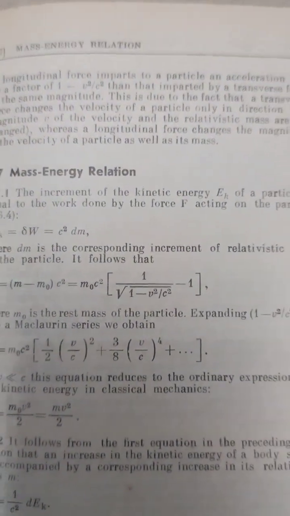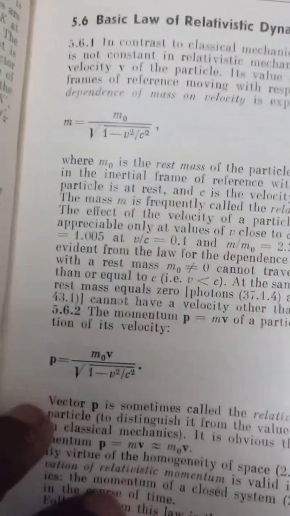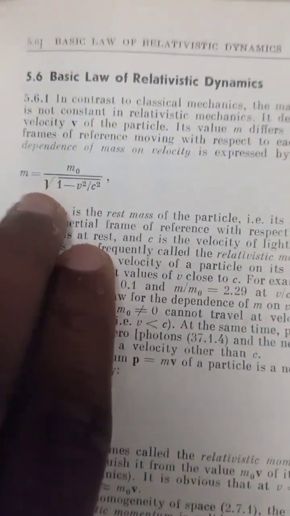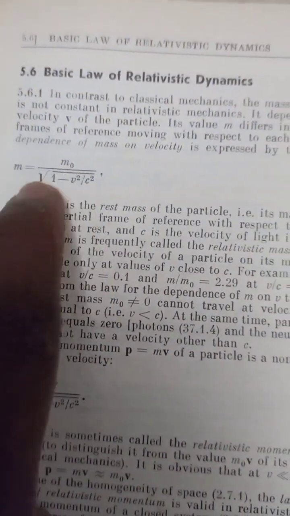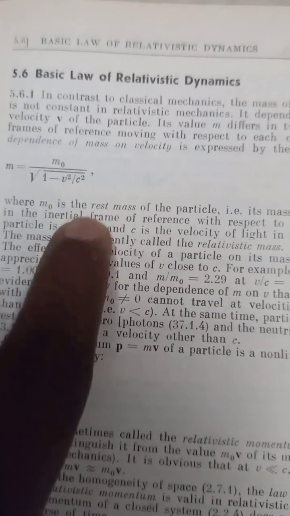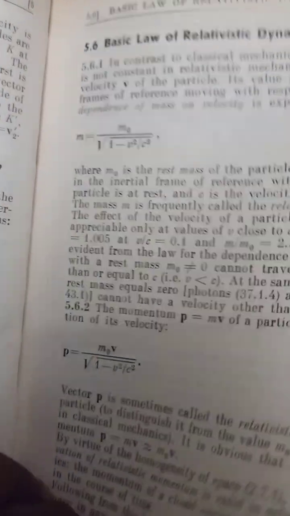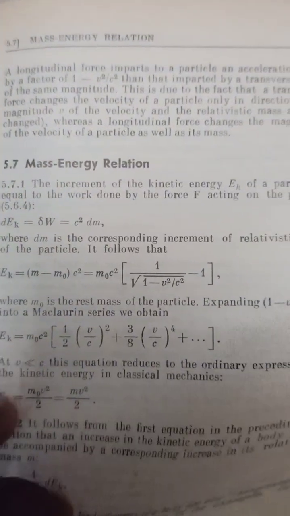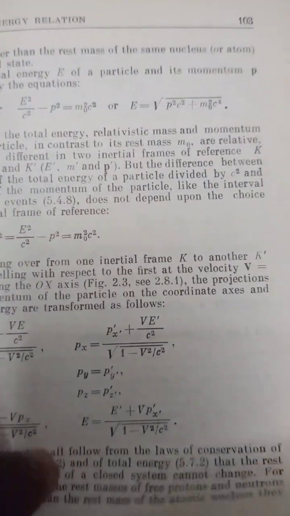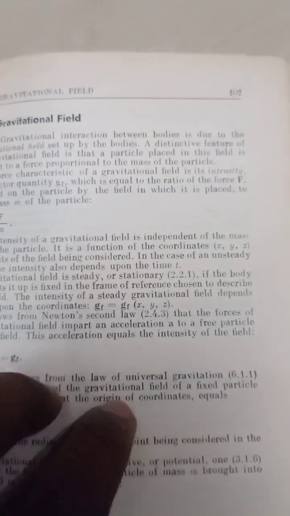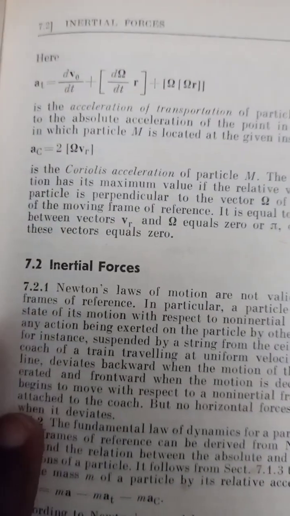The mass energy relation is discussed, and this is the relativistic mass equation: M is equal to m0 upon under root 1 minus v square upon c square. The relativistic equations are discussed, and then gravitation. Basically, it covers the whole of physics. If you go to see, again, it is covering the inertial forces, that is the fictitious forces.